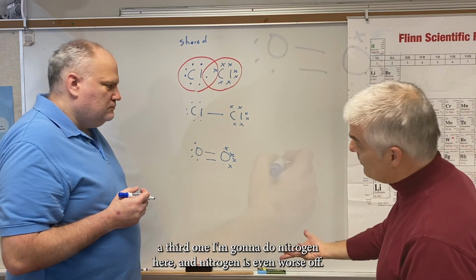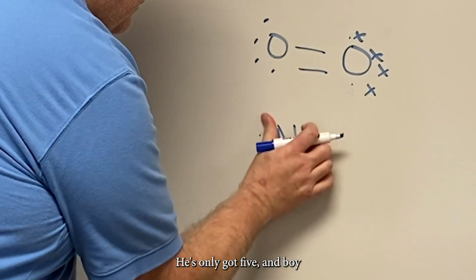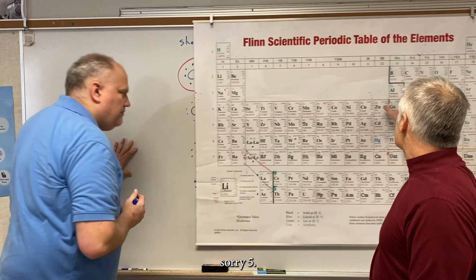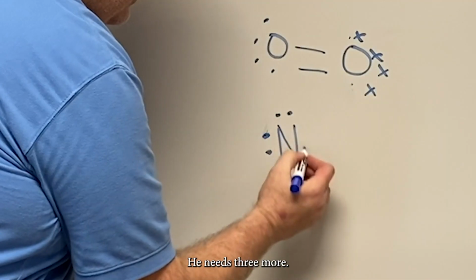And then there's a third one. I'm going to do nitrogen here, and nitrogen is even worse off. He's only got 5. So he's got 5. He's really unhappy. He needs 3 more.